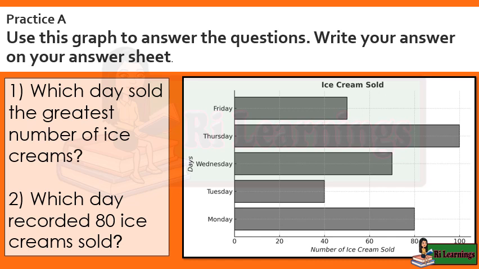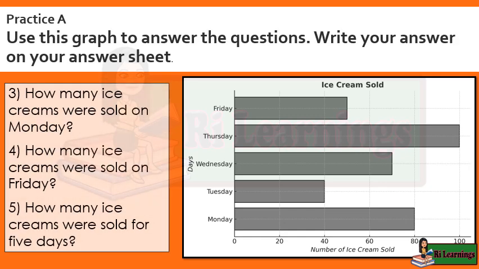Practice A. Use this graph to answer the questions. Write your answer on your answer sheet. 1. Which day sold the greatest number of ice creams? 2. Which day recorded 80 ice creams sold? 3. How many ice creams were sold on Monday? 4. How many ice creams were sold on Friday? 5. How many ice creams were sold for 5 days?